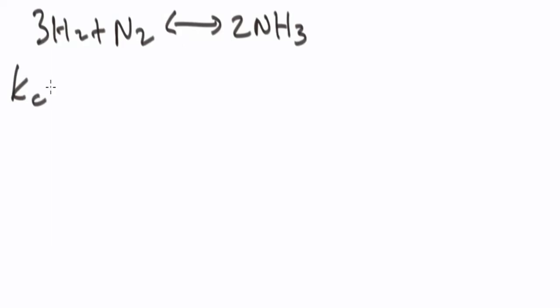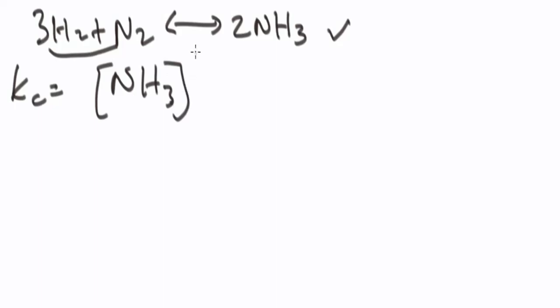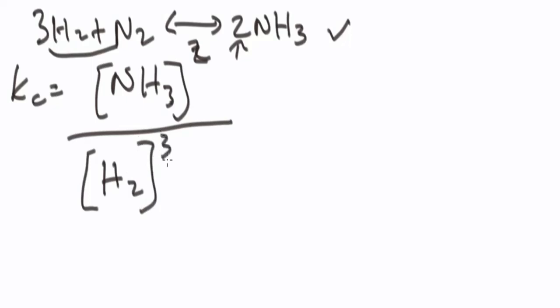So Kc will be the ratio of the products to the reactant concentrations raised to their coefficients. This is the product and this is the reactant, so it's going to be ammonia, the coefficient is 2, over hydrogen gas, the coefficient is 3, multiplied by nitrogen gas. So this will be the equilibrium constant expression for this reaction.